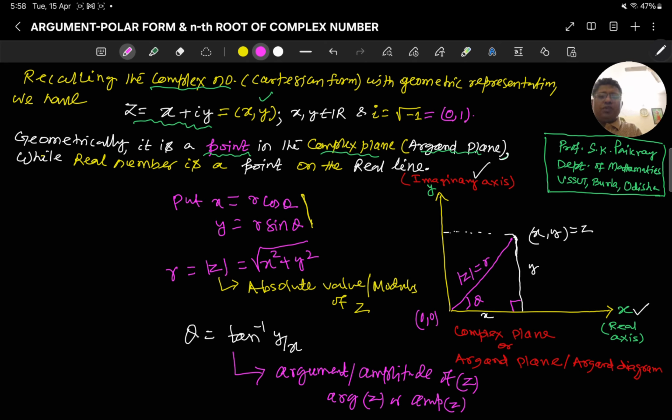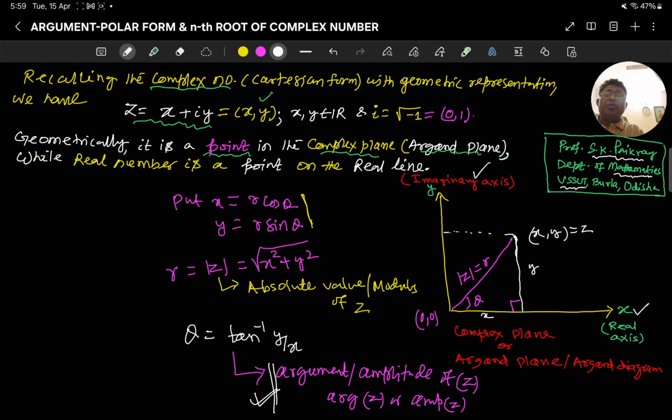Before the details of the discussion of the argument of z or amplitude of z, let me introduce myself: Professor Kumar Paikray, currently working as a professor of mathematics at Veer Surendra University of Technology, Burla, Sambalpur, Odisha, India. Without much delay, let me discuss the details about the argument, and subsequently we will discuss the polar form of the complex number.